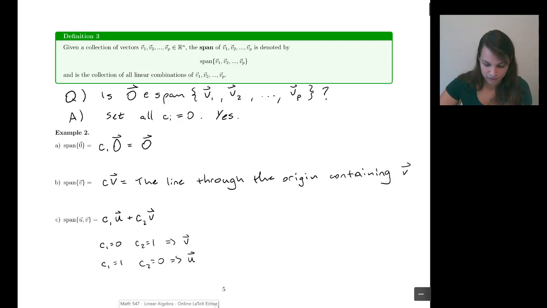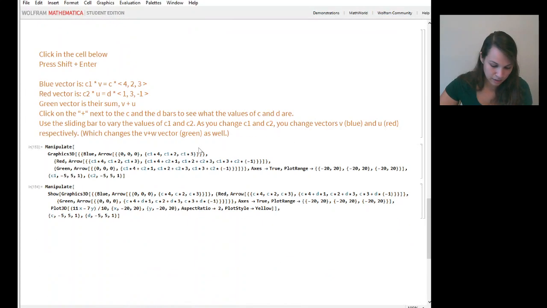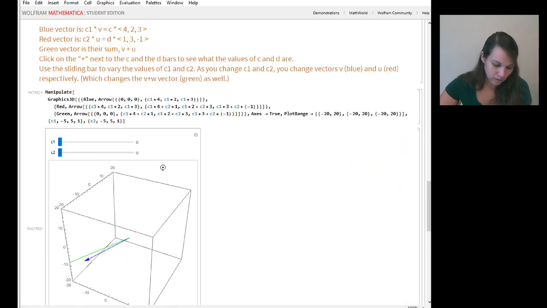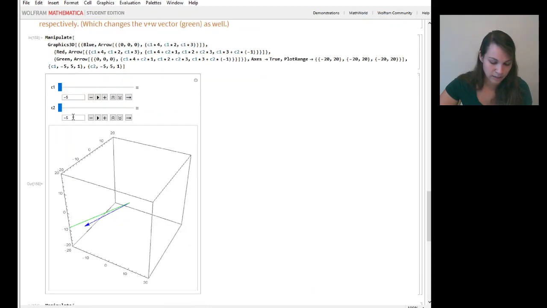I have another visualization for you guys. We're going to come down here and we're going to evaluate this cell. And this time I picked specific vectors for V and U. So V is 4, 2, 3, and I said U was 1, 3, negative 1, and then I multiplied them by constants C1 and C2, and we can play with those constants here to see what we're getting. You can see that they're moving all over the place. But it does seem to have some sort of pattern-ish.